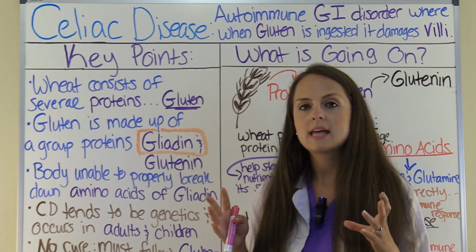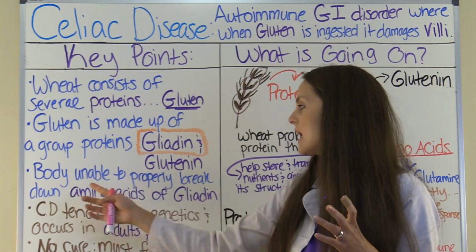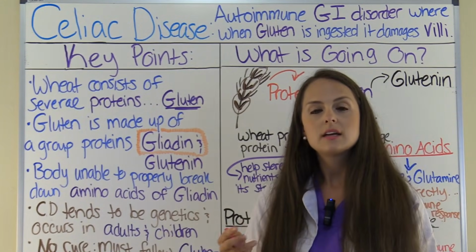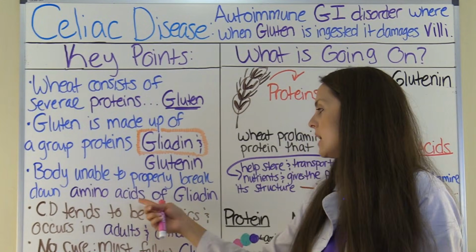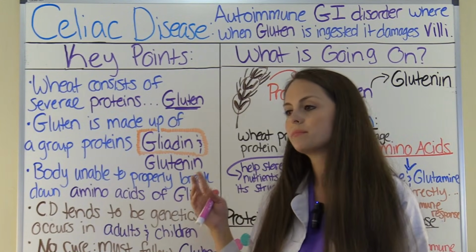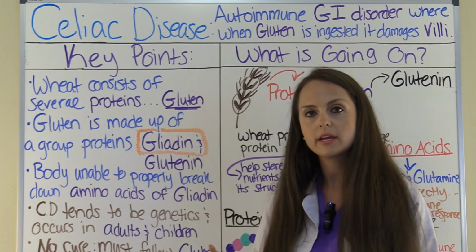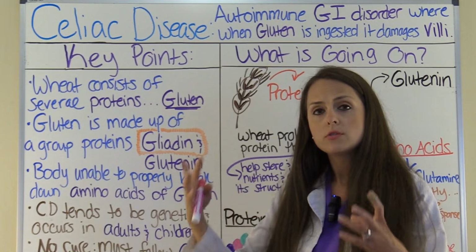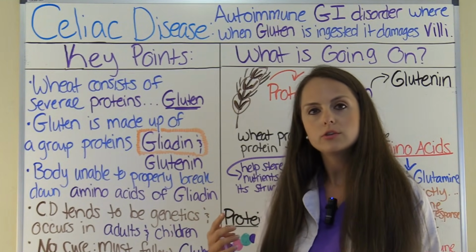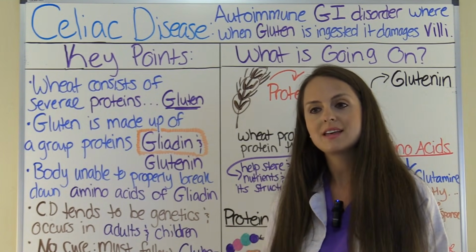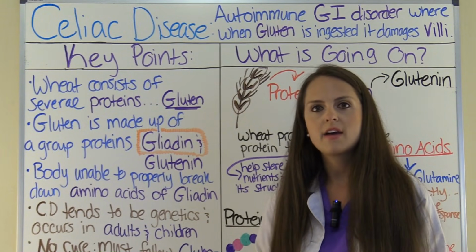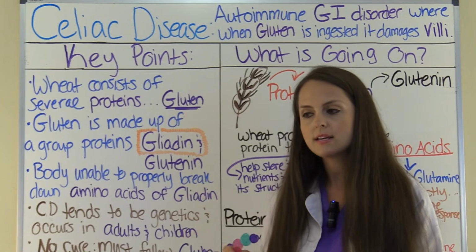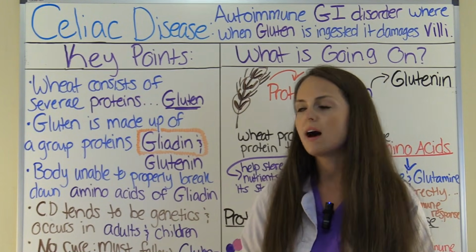Why? What happens is that the body is unable to properly break down gliadin. Gliadin is a protein and it's made up of amino acids, and the body can't break those down properly, which we'll really talk about in the patho part. It sends off an immune response because your body views some parts of that amino acid that it can't break down properly as a foreign invader. And in the process of that little war with your immune system and the gliadin, it kills the villi.